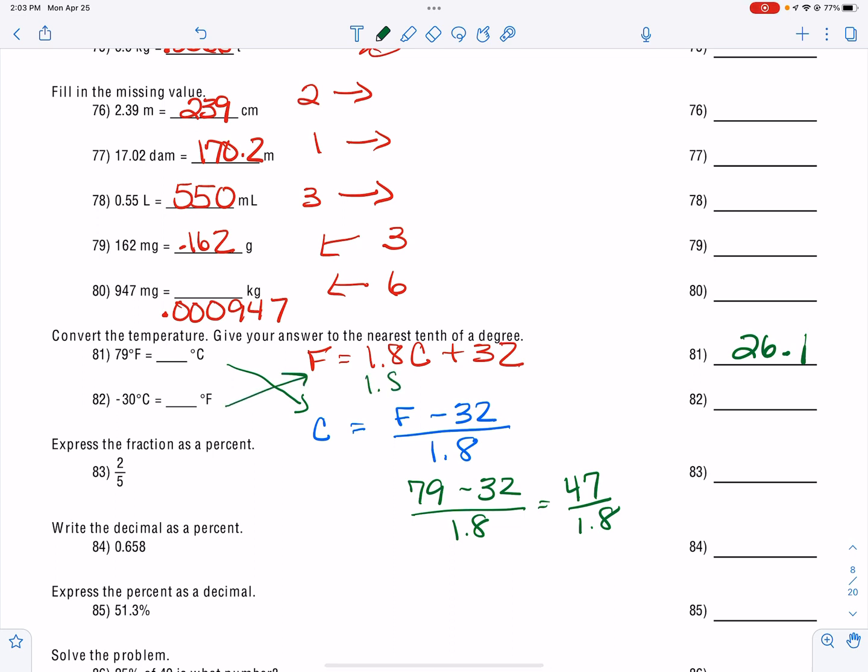When I'm given Celsius, I'm going to use this one. So 1.8 times negative 30, and then add 32. And so when I do that, I get negative 22. Okay, so that finishes up chapter 7 all the way through number 82.